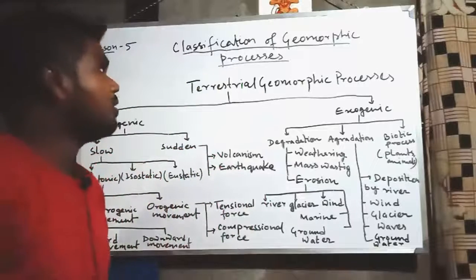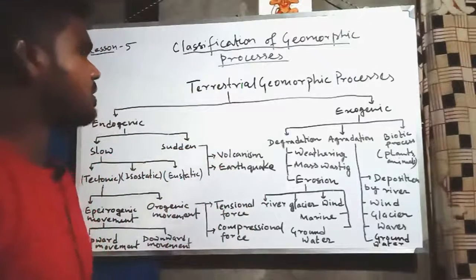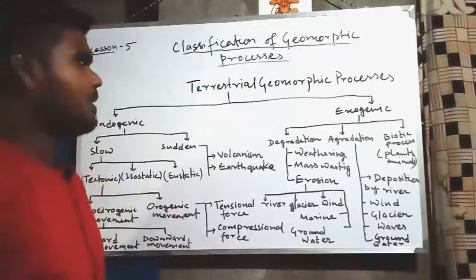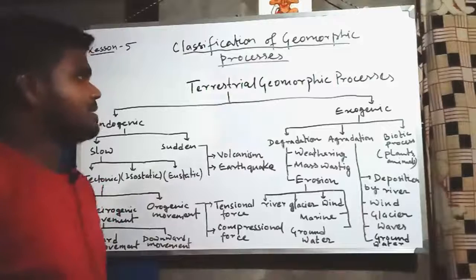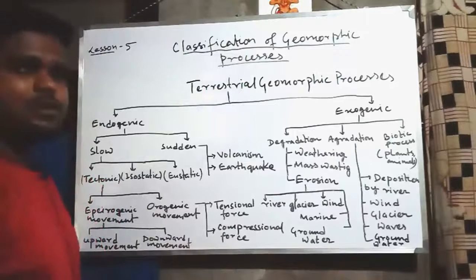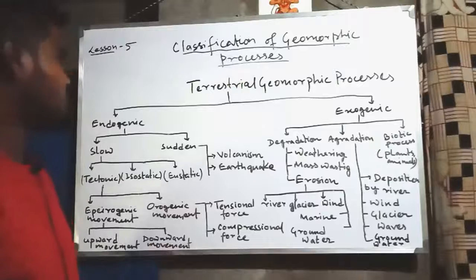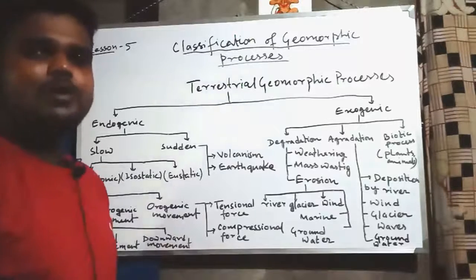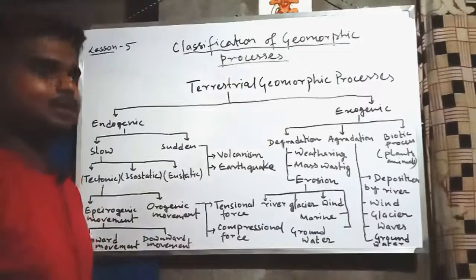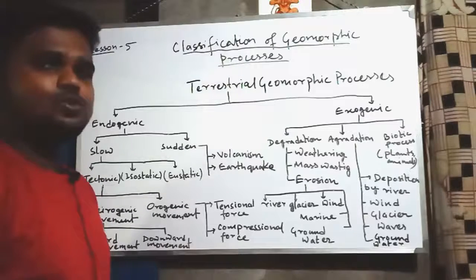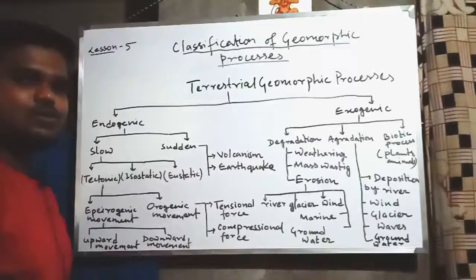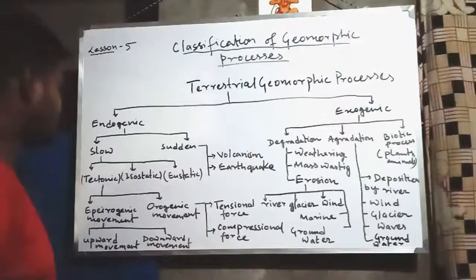Today we are going to know about the classification of geomorphic processes. Geomorphic processes are also known as terrestrial processes. Let us classify them. First of all, the endogenic process, and the next one is the exogenic process. So what are the endogenic processes? Those processes which mainly occur at the interior of the earth, and exogenic processes mainly occur at the surface of the earth.